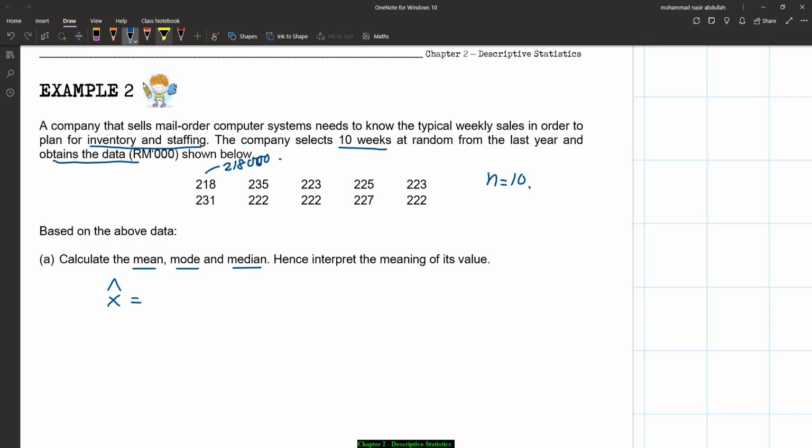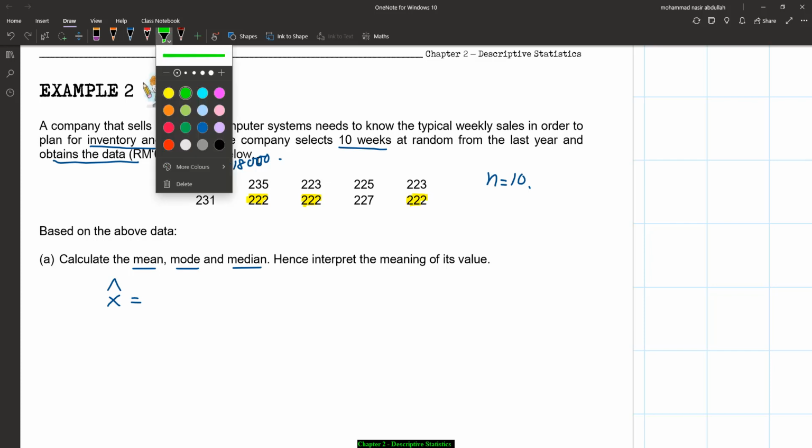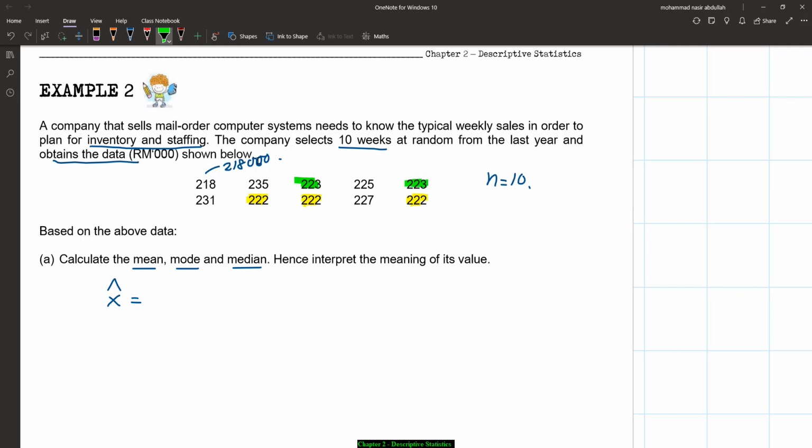So let's look at the value that occurs most frequently. 222, 222, 222. And then the next one, 223, 223. And others occur uniquely, right? So the mode will be 222. So the most frequent sales is 222,000. This is number 1. Number 2, we try to find the mean.